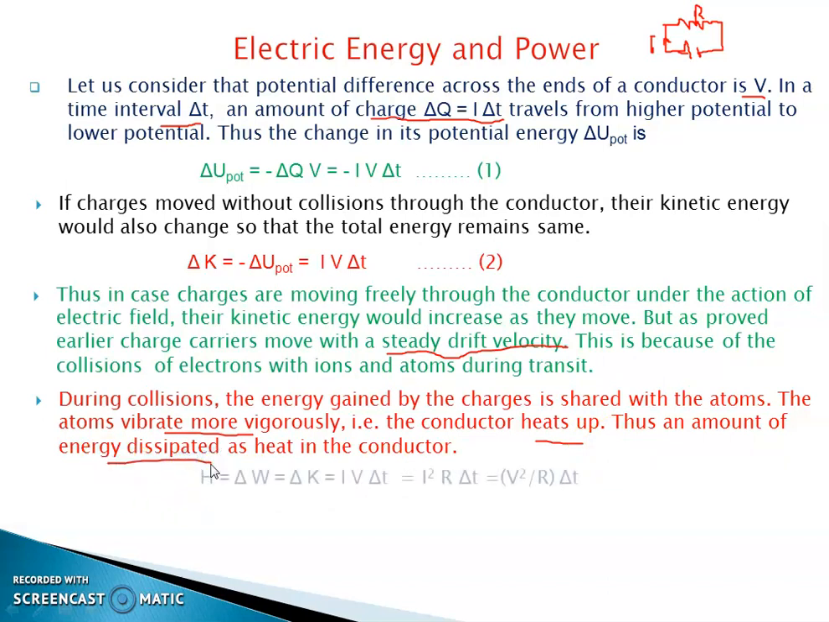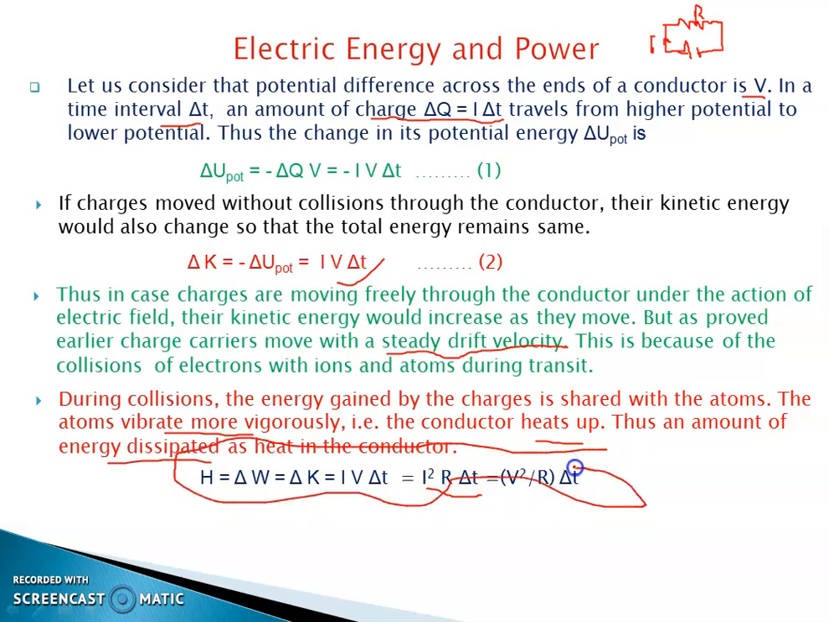Now what will be the heat energy dissipated? That will be equal to the work done by the battery, and that is equal to the change in kinetic energy. And the change in kinetic energy from equation number 2 is IV delta T. Now substitute the value of V over here. V equal to IR, so the equation becomes I square R into delta T. It may be written as this one. It means there are three formulas for electric energy, right?